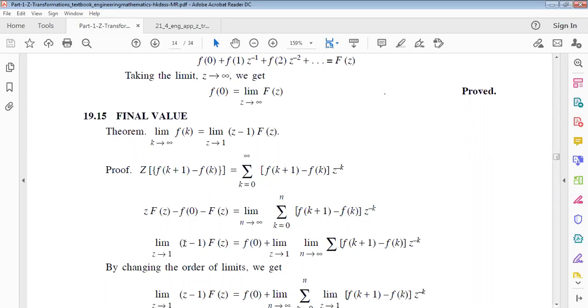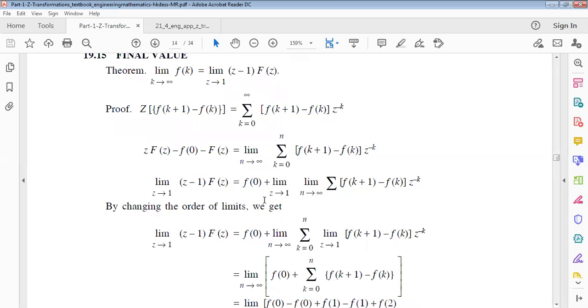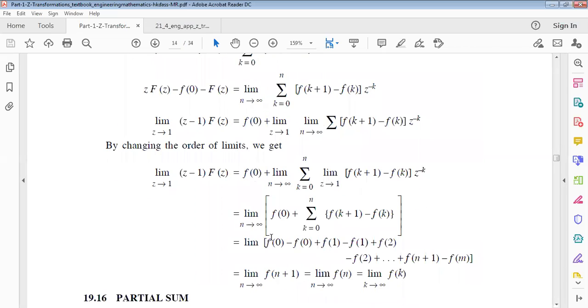This can be written as, actually if we put 1 in the place of z, 1 minus 1 will be 0. This is the f(0) plus the limit as z tends to 1, taking (z minus 1) common from these two F(z) terms. Then f(0) will be on the right hand side, so f(0) plus this one. By changing the order of limits, the limit as n tends to infinity first, then the summation, after summation the limit as z tends to 1 of this series.